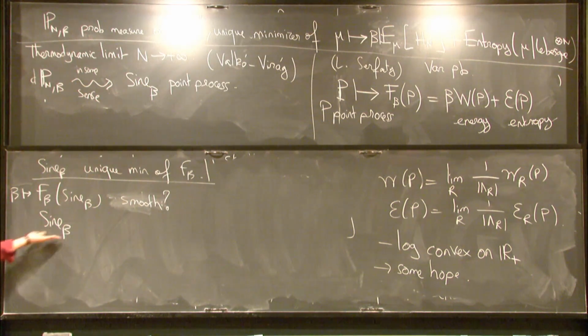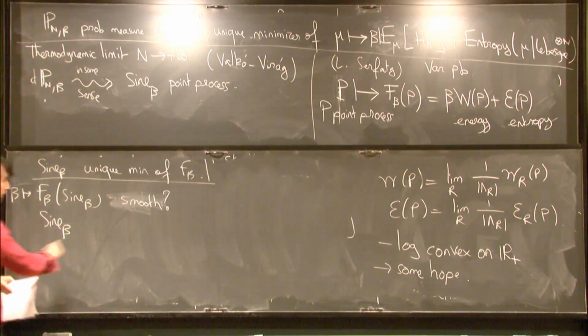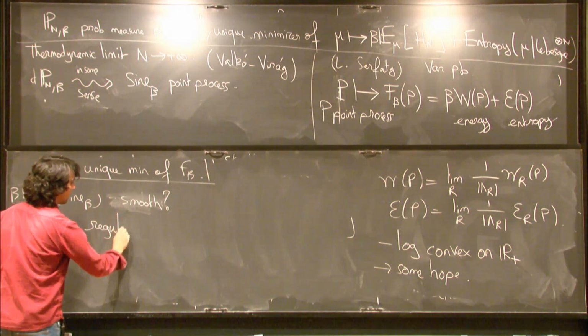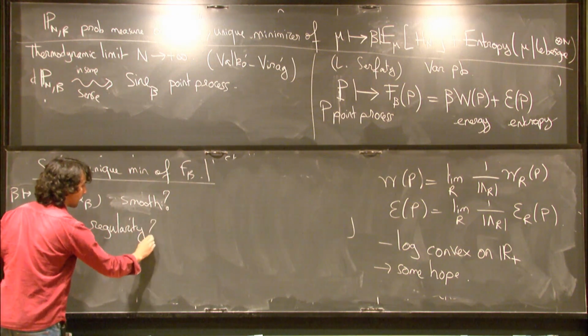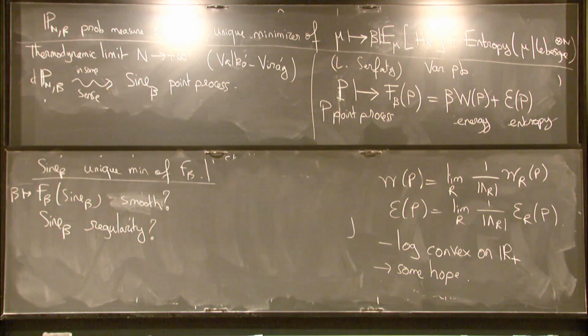Sine beta is a family of point processes indexed by beta. Is there some kind of regularity of this object itself? And once again, there are some results by Valkó and Virág, but if we had a sort of physical argument for that, I would be very happy.